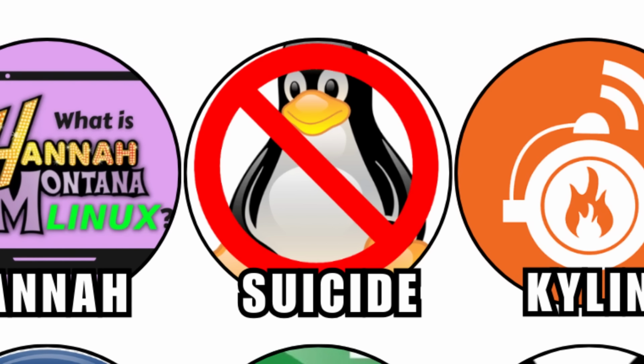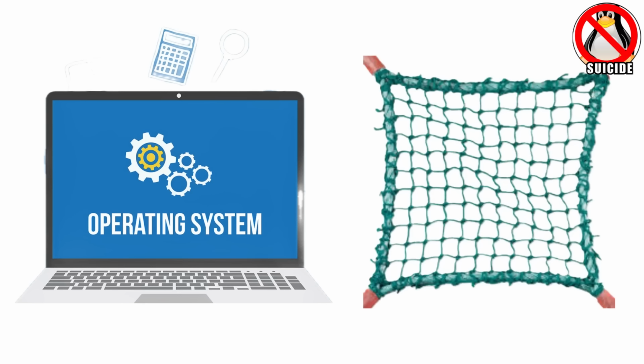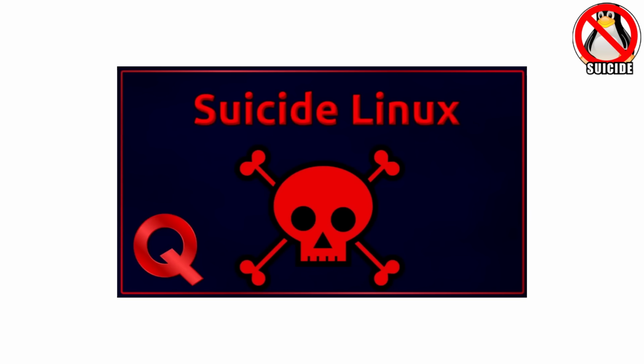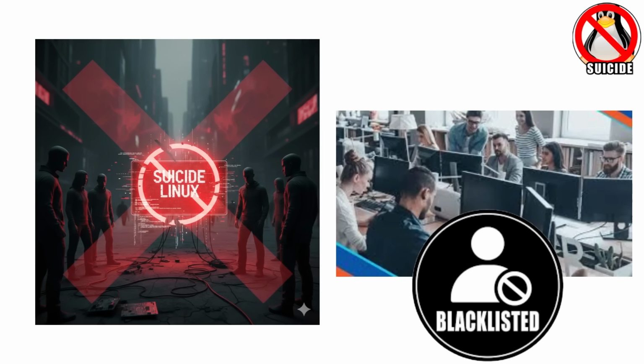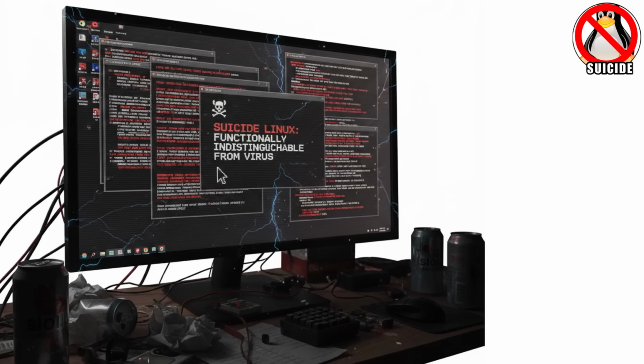The digital death sentence, Suicide Linux. Most operating systems are designed to be a safety net for your data, but Suicide Linux was built to be a digital executioner. It wasn't banned by a specific government decree, but it was socially banned and blacklisted by IT departments and hosting platforms for being functionally indistinguishable from a virus. The premise is a psychological horror story for coders.